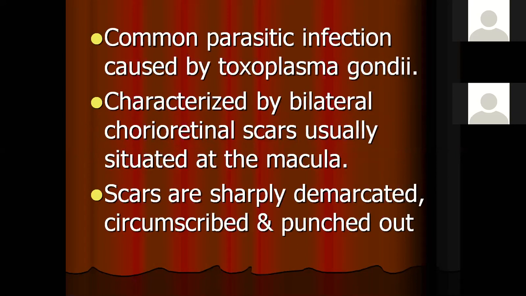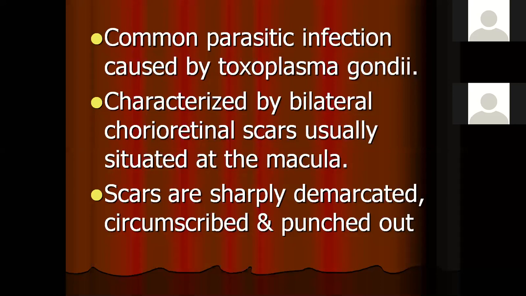Now, the important feature of this condition is you can recognize it very easily if you examine both eyes, because toxoplasmosis generally affects both eyes. It is very rare that it affects only a single eye. You will see chorio-retinal scars at the macula in both eyes. These scars are sharply demarcated, circumscribed, and punched out.